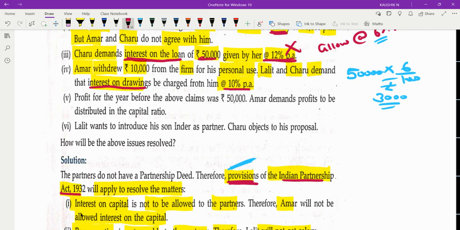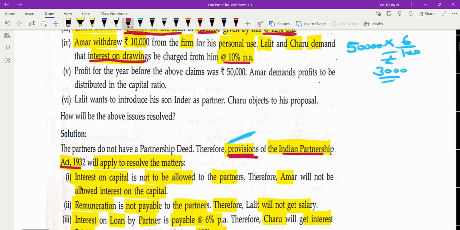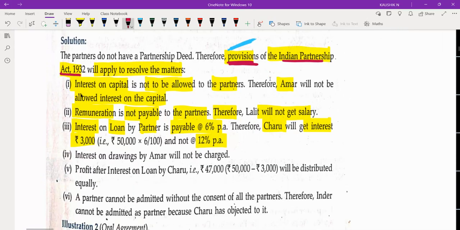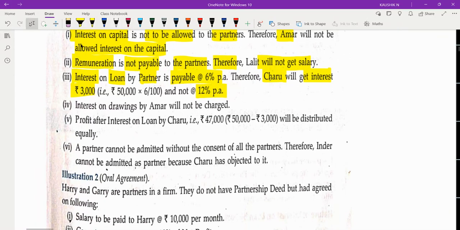Can interest on drawings be charged when there is no partnership deed? No. So you will mention: as per the provisions of Indian Partnership Act 1932, interest on drawings will not be charged when there is no partnership deed. Therefore, interest on Amar's drawings will not be charged. You will mention very clearly that interest on drawings by Amar will not be charged. You will write in simple terms.